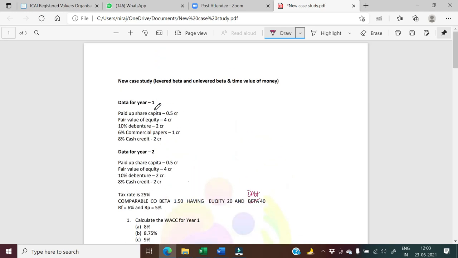Hello friends. So this is one of the new case studies that is coming in the registered valuer examination. It's a very beautiful case study designed by the examiners and it includes three concepts. Concepts like levered and unlevered beta, time value of money and WACC.